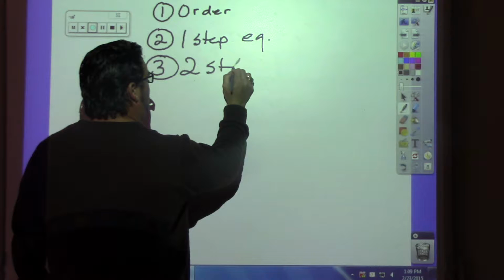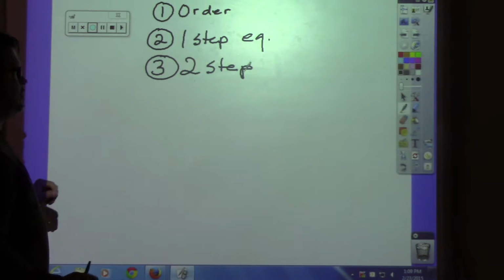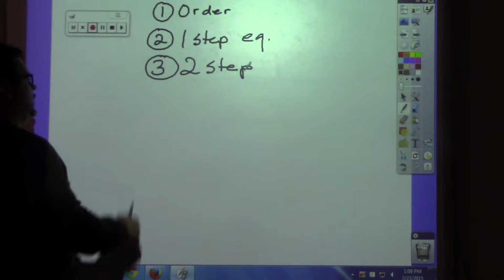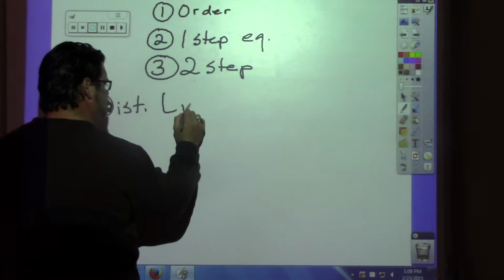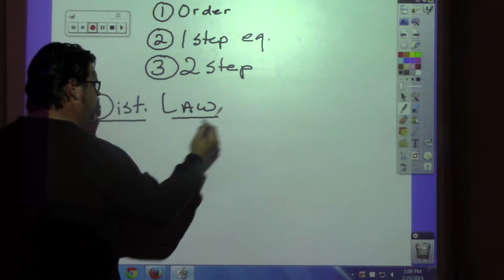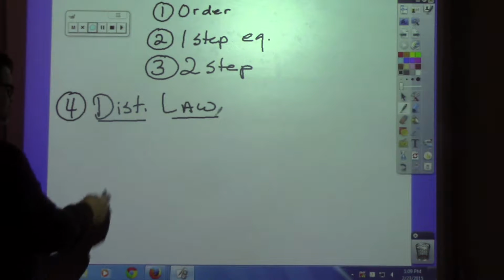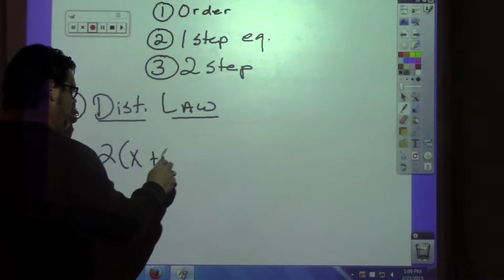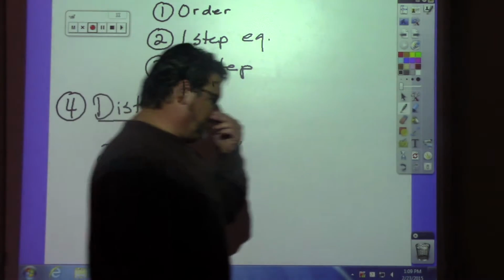two-step equations. The two-step or multi-step equations example of 2x plus 4 is equal to 7. I think that was one of the first ones we did. And then we moved to do two sides at one time. So that's what we've covered so far. Distributive law is number 4. Now, distributive law, here's an example of one. This is a very basic distributive law.